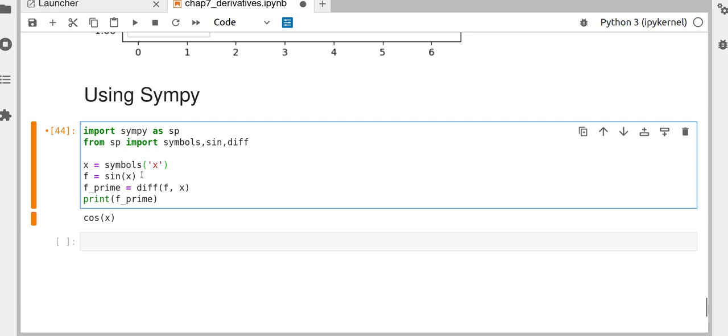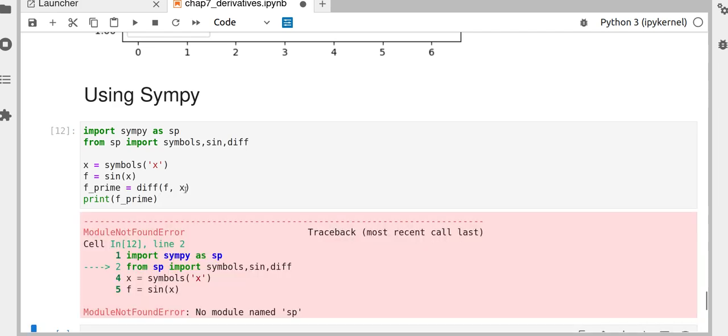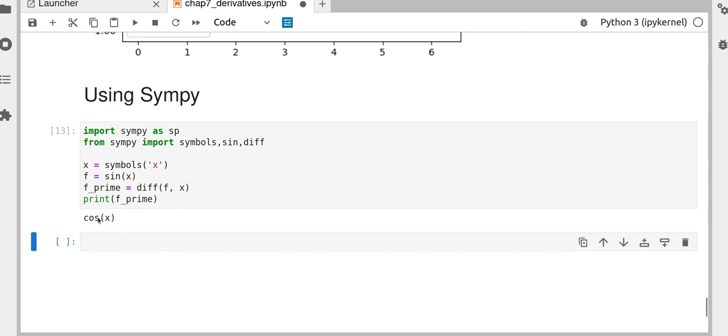Then f equals sin x. So f prime, that is, we want to differentiate f. So we say diff, that's differentiate, f with respect to x, and print. So the answer is going to be what? From SymPy, the answer is cos x.